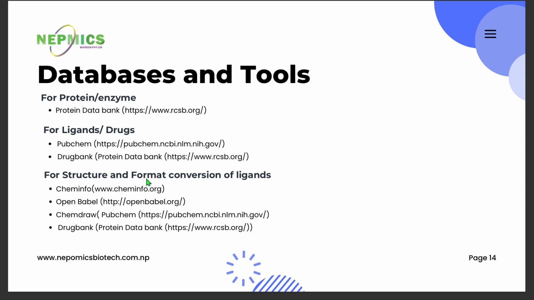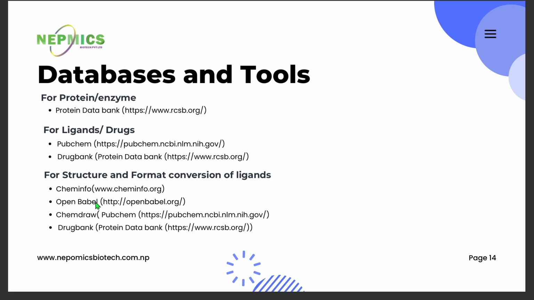Next is for structure and file format conversion of ligands. You can either use ChemInfo, OpenBabel, or ChemDraw. You can easily sketch using ChemDraw. You can download OpenBabel. OpenBabel and ChemDraw are software.